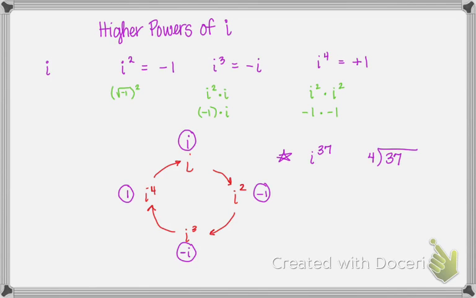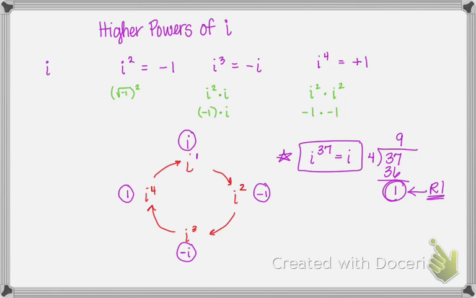I don't actually care how many times it goes in, but I know that 4 goes into 37 9 times exactly, because that's 36, with a remainder of 1. This is what I care about, a remainder of 1. A remainder of 1, that's i to the first power. That tells me that my answer is going to be i. i to the 37th is the same thing as i.